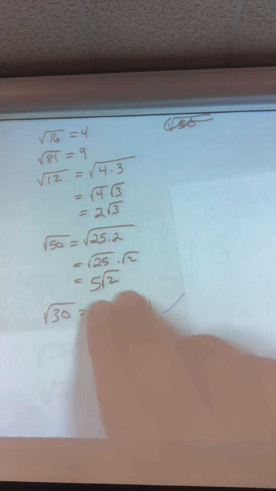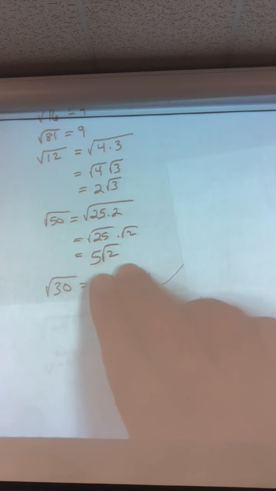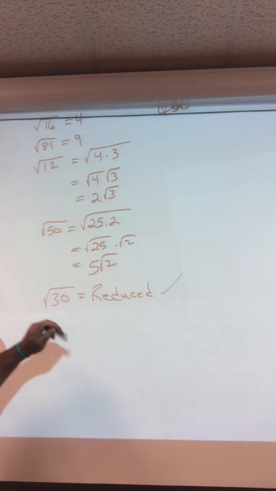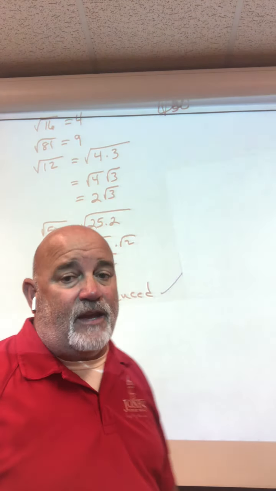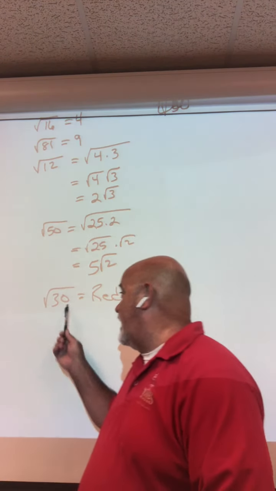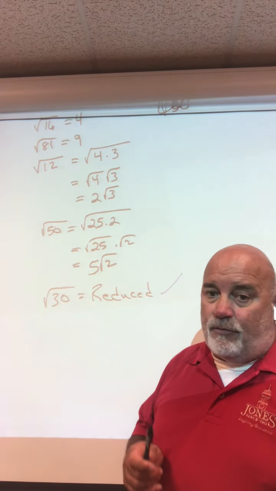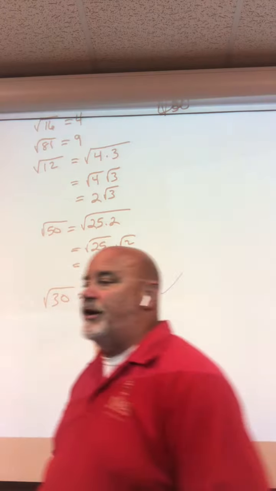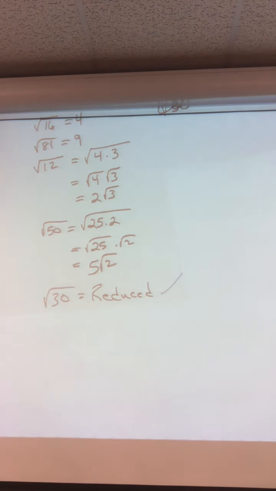Now, square root of 30. There's a bunch of numbers that go into 30: 2, 3, 5, 6, 10, 15, 30. None of which are perfect squares. So we say the square root of 30 is reduced. It is not reducible.